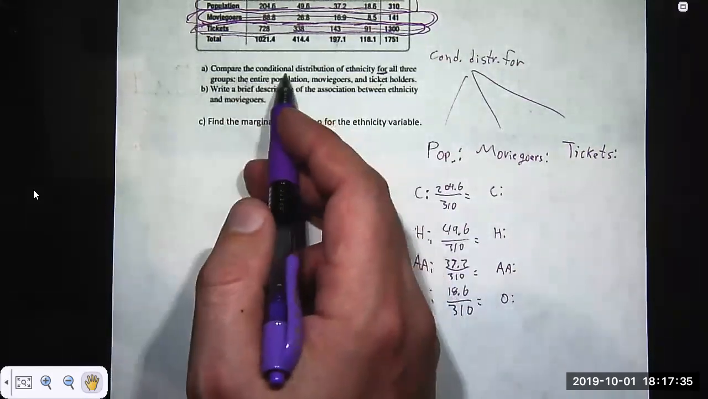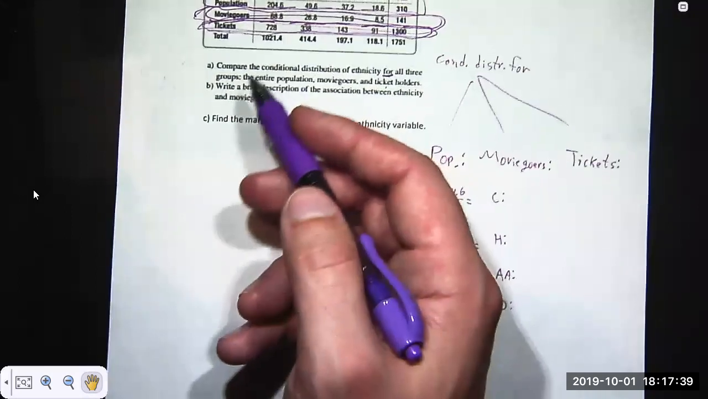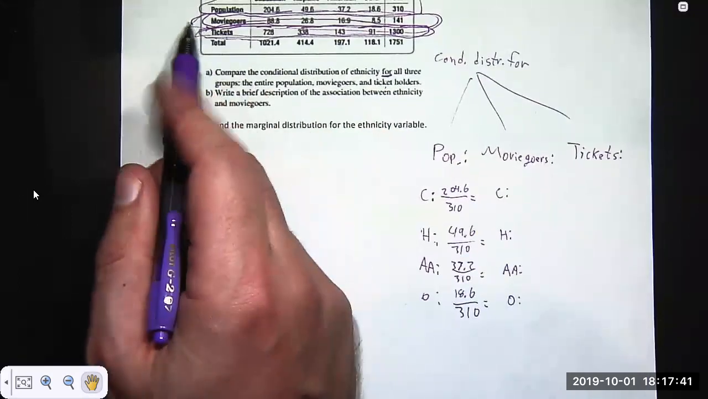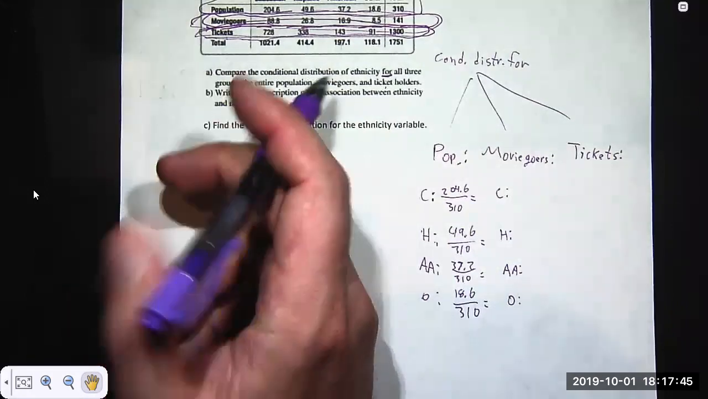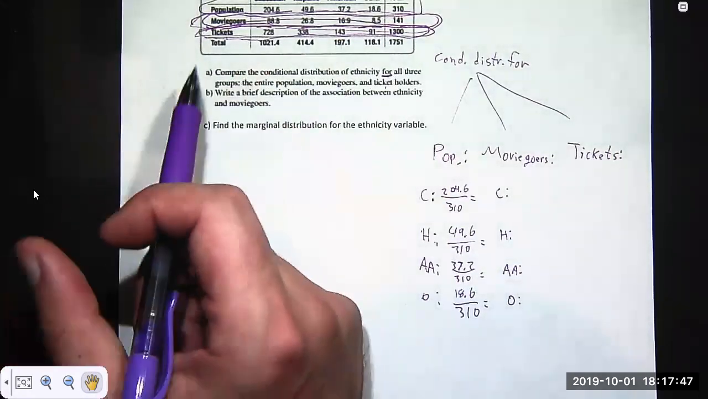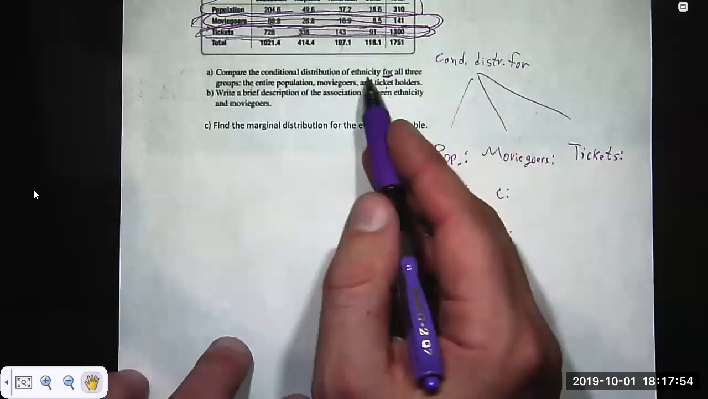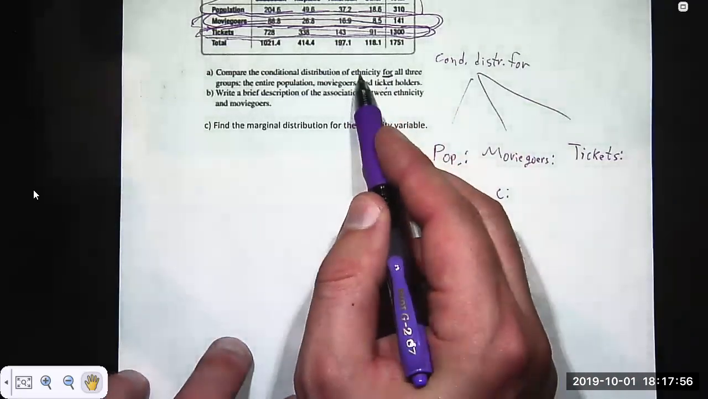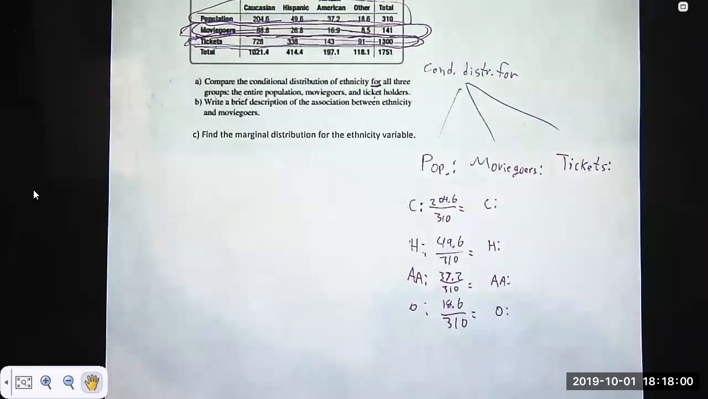So compare the conditional distribution of, and if you said the groups for all the ethnicities, yeah, it really depends on just where this word is, or if it's switched with that. So in this case.